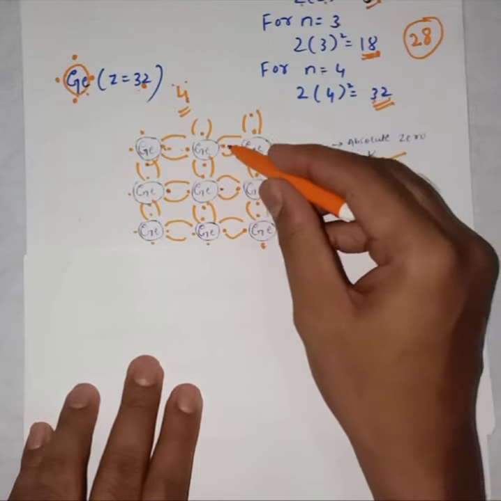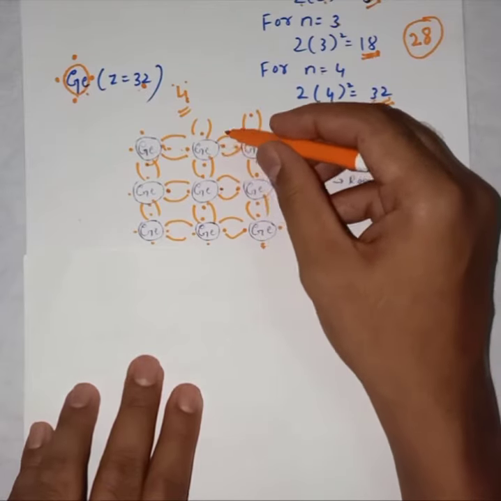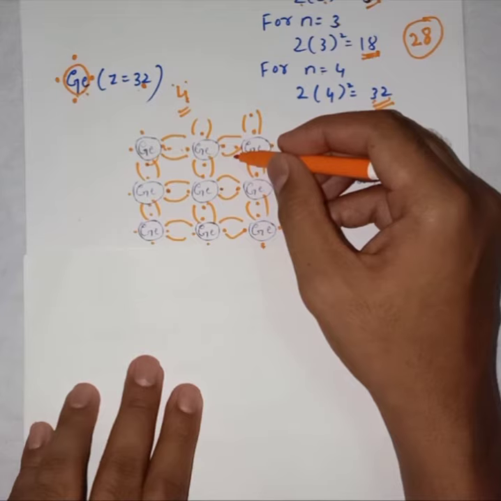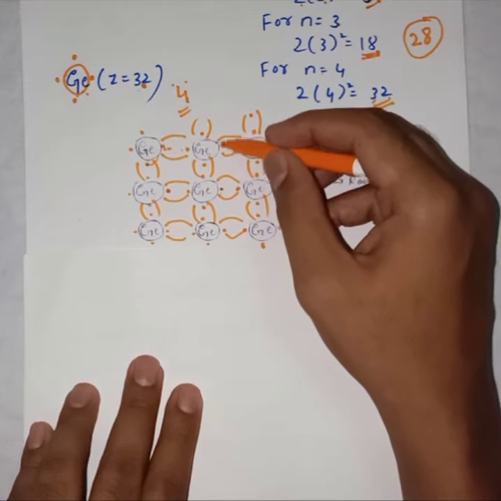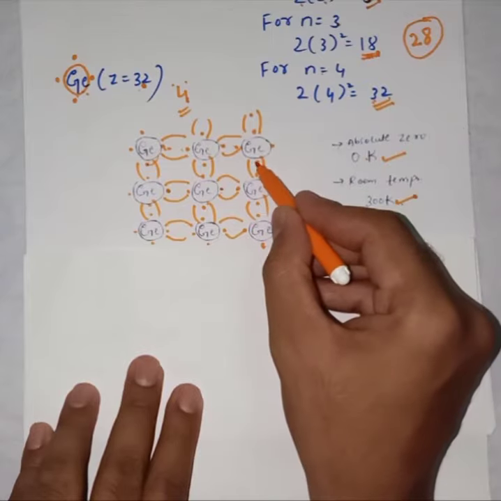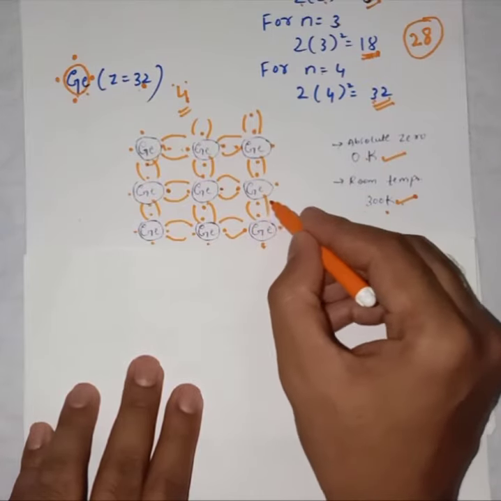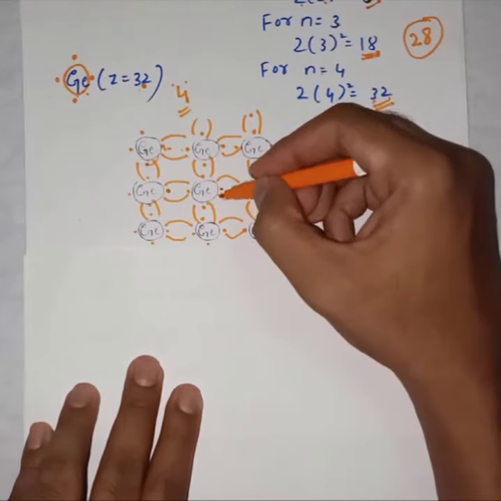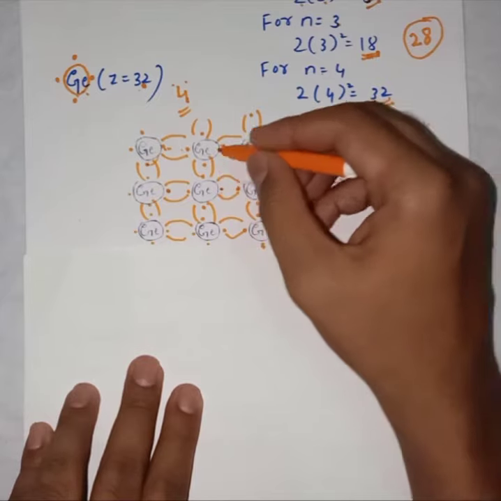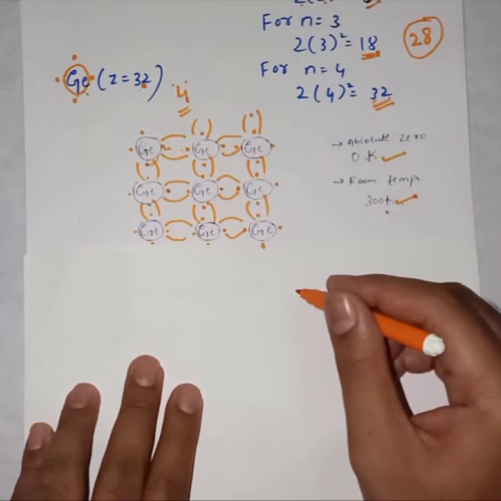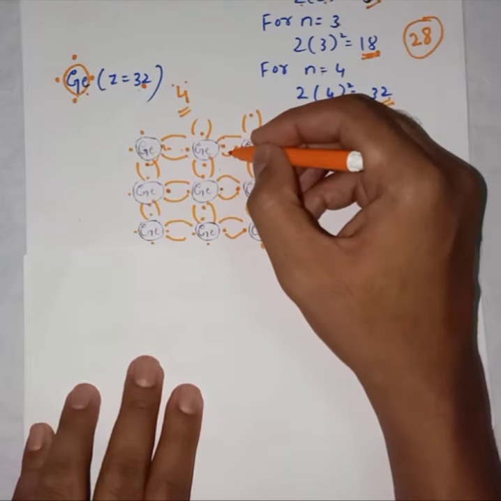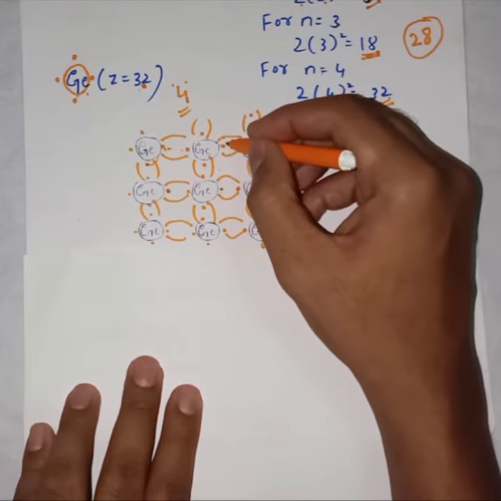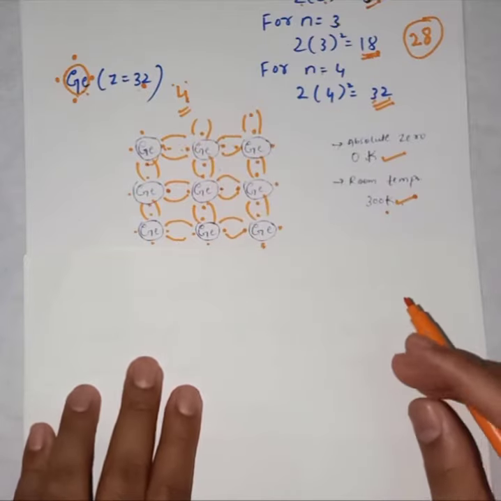These electrons gain energy, that is heat energy. After gaining the energy, what happens? They just start to vibrate. This electron also starts to vibrate. All the electrons start to vibrate about their mean position. After vibration, what happens? These bonds get broken. All the bonds get broken.